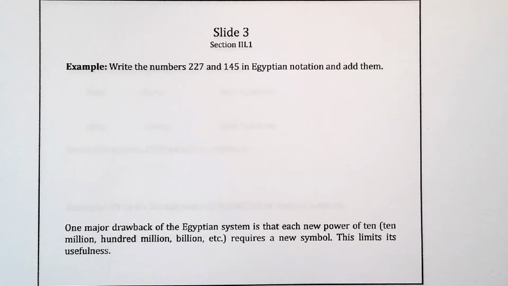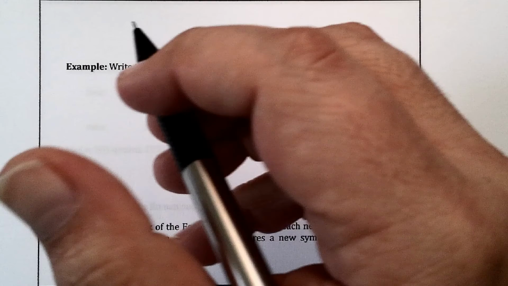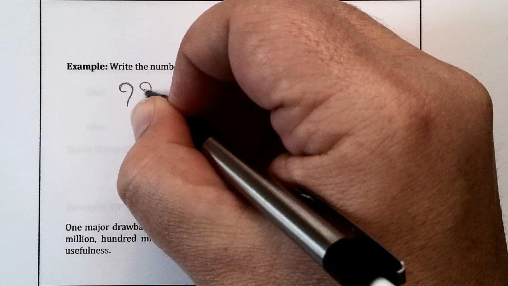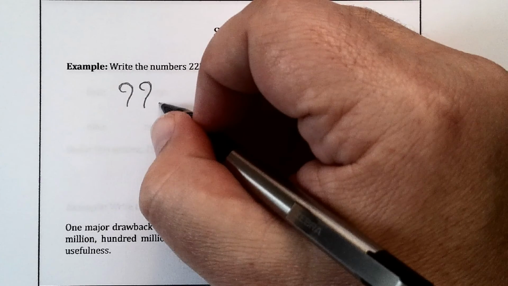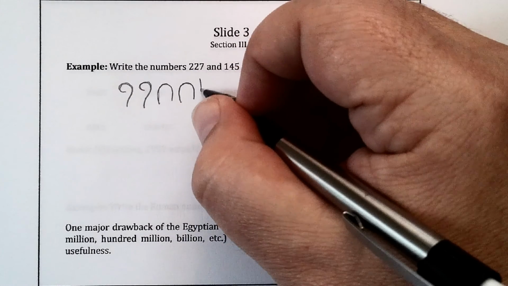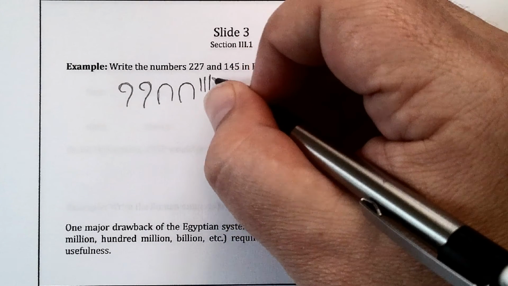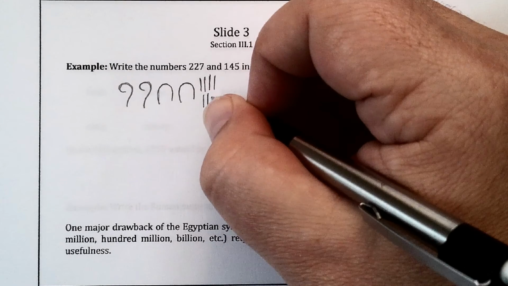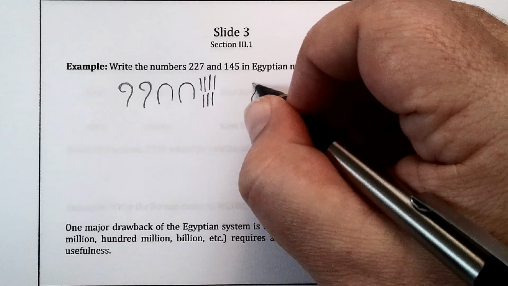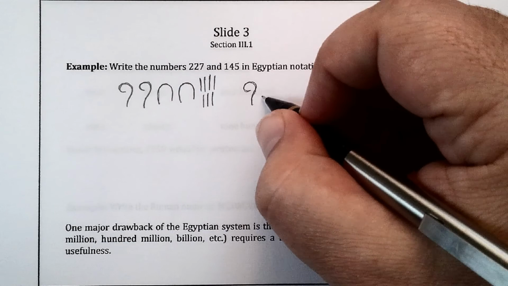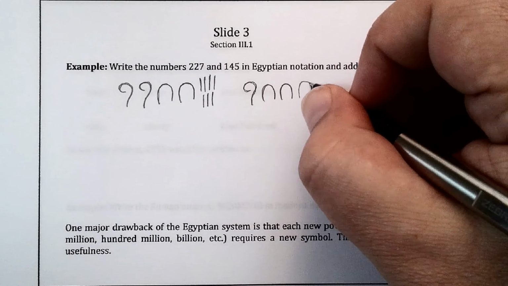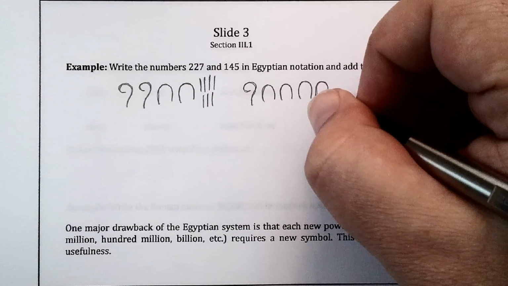So 227, we need 2 scrolls, and 2 yolks, and 7 staffs, then 145, we need 1 scroll, 4 yolks, 5 staffs.